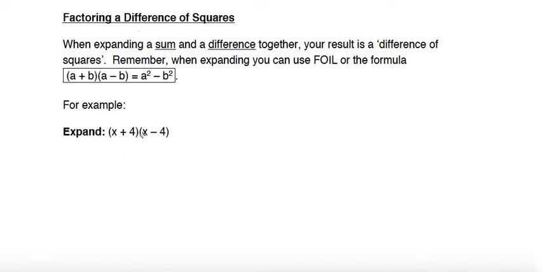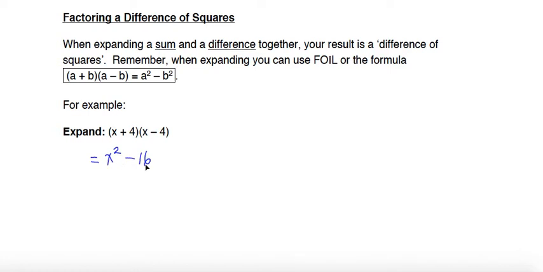So x plus 4 times x minus 4. The binomials are exactly the same except one is addition and one is subtraction. So this becomes the square of the first term, so x squared, and the square of the second term, so 4 squared is 16, and a subtraction sign in between. So this expands to x squared minus 16.